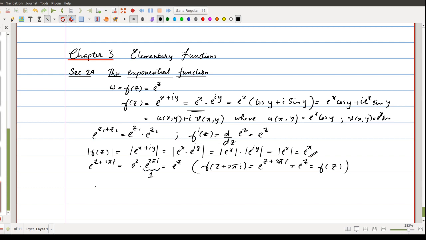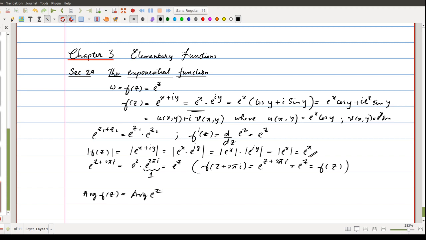Now what is the argument of this f of z or e power z? What is the argument of f of z? That is the argument of e power z as well.